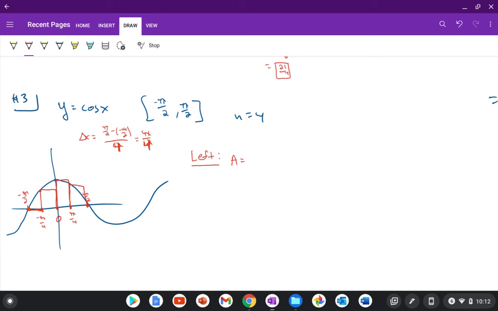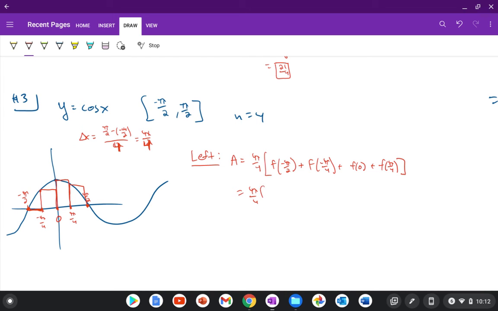So my left sum, my area is going to be my delta x. I'll pull out in front, which is pi over 4. And then I'm going to be starting with the left one. So it's f of negative pi over 2 plus f of negative pi over 4. I'm just sort of adding a delta x to it, plus f of 0 plus f of pi over 4. So those are my 4 heights.